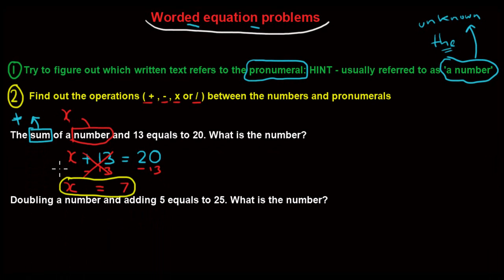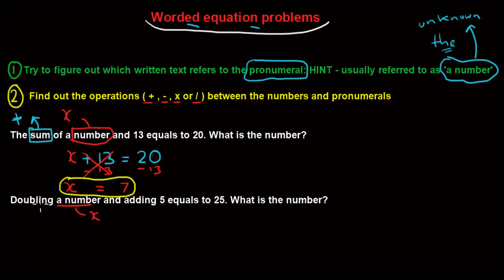Right? Now another example here would be doubling a number and adding 5 equals 25. What is the number? Right, remember, if it says a number or the number, this would usually refer to our pronumeral, so the thing we're trying to find out. So we can call that, again, x. Now we're trying to find out what kind of signs, operations are between those different numbers and pronumerals. So it says doubling a number.